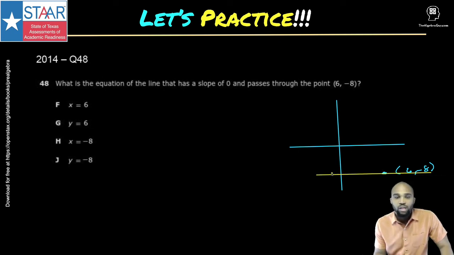What's the equation of a horizontal line going to be? Well, it's going to have y values that all are -8. So that tells me my answer right there. Y values are all going to be -8. So y is going to equal -8. So I'm really done right there.